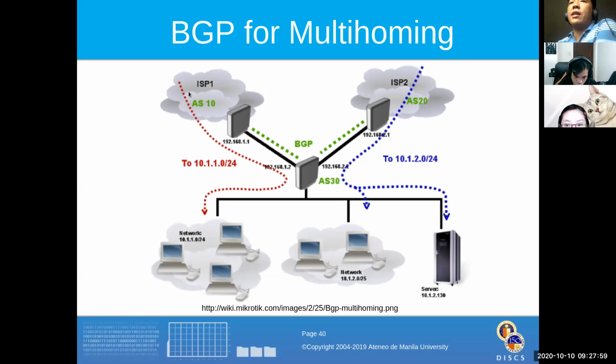way that traffic from ISP1 is only usable by this network, and traffic from ISP2 is only usable by this network. So those are things you can do with BGP. You can what we call multi-home. Okay.